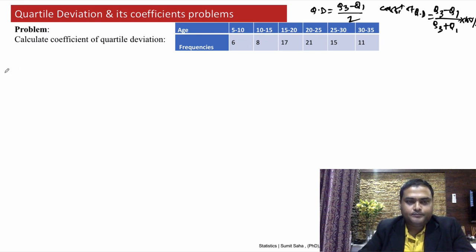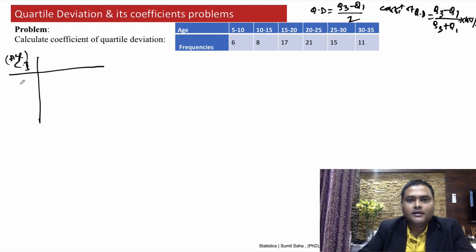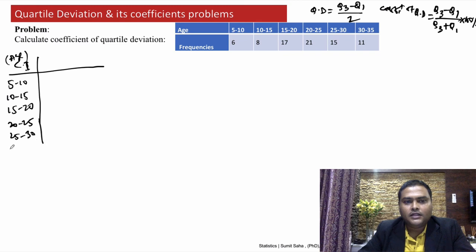So I'm writing the class intervals, which is nothing but age. This is 5 to 10, 10 to 15, 15 to 20, 20 to 25, 25 to 30, and finally the last class is 30 to 35. Now the frequencies given are 6, 8, 17, 21, 15 and 11.